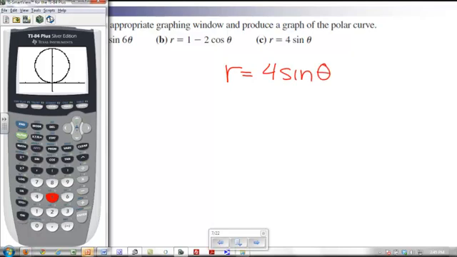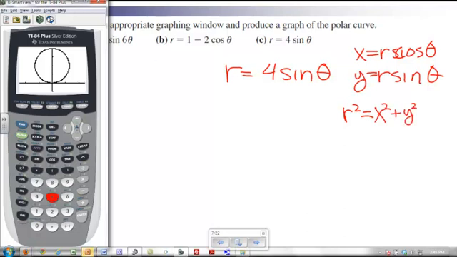Are you ready? Here we go. What do we know? We know that x is equal to r cosine theta. And we know that y is equal to r sine theta. There's one other fact that I hinted at, but I didn't say explicitly earlier: that r squared is equal to x squared plus y squared, is that right?